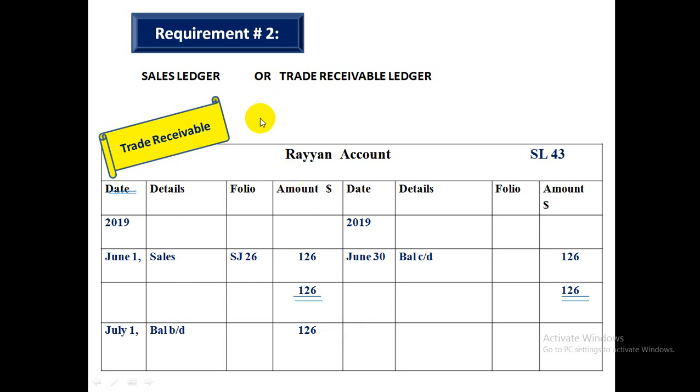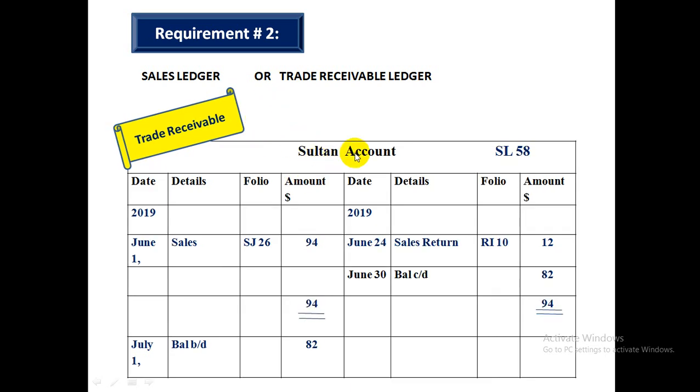Next customer after Ryan, we have Sultan's details. We sold him goods for 94, trade receivable Sultan, debit by 94. He returned us the goods of 12. We'll credit the trade receivable account by 12. The difference is 82. We still have to receive this amount from Sultan. Rule of the account by writing the total. The carried down will become the brought down balance, and Sultan's account with the number which we assumed for him is done. Still we have to receive $82 from Sultan.